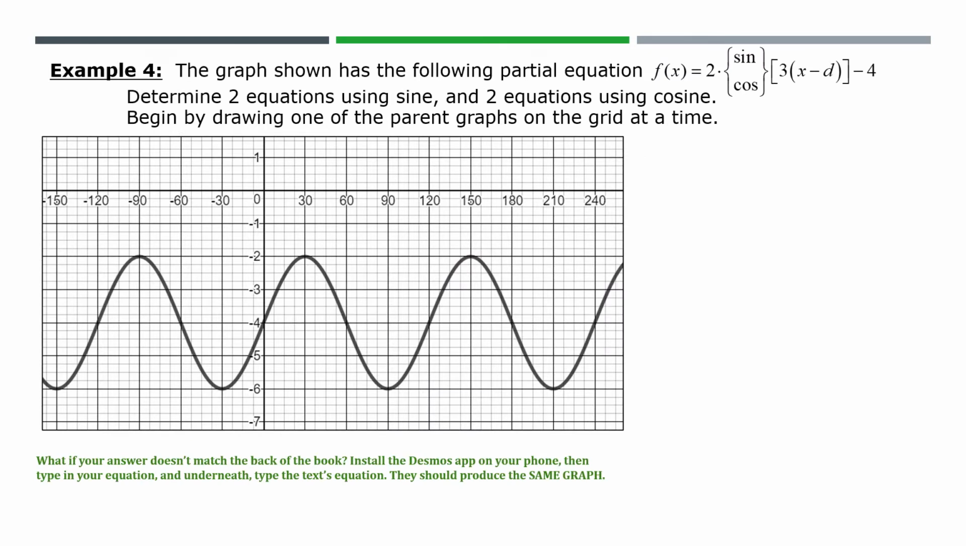Example 4. This is our last one. The graph shown has the following partial equation. So this time I did all the other stuff for you because we've done lots of practice with the a, the k, and the c already. Determine 2 equations using sine and 2 equations using cosine. Begin by drawing one of the parent graphs on the grid at a time. We're going to do cos first because cos is easiest. So we have everything except the d value.